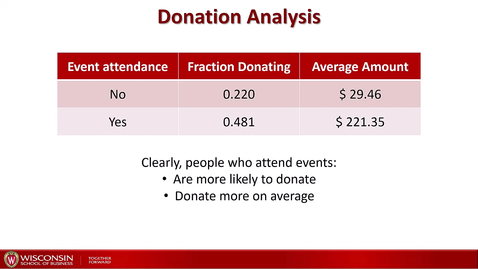So we have a clear association here, and we can say that on average, people attending are more likely to donate, and that when they donate, they give a larger amount. We might conclude that hosting events is useful to increase donations. What is wrong with this reasoning?